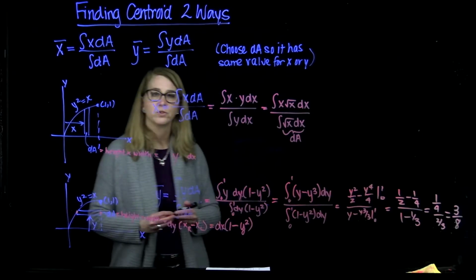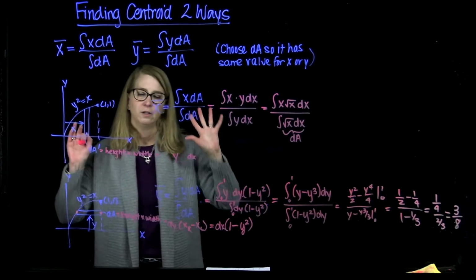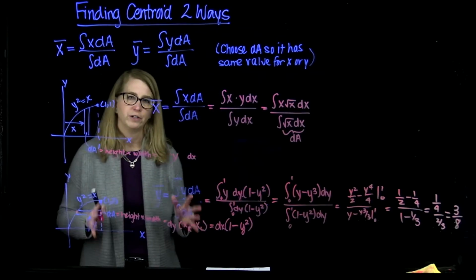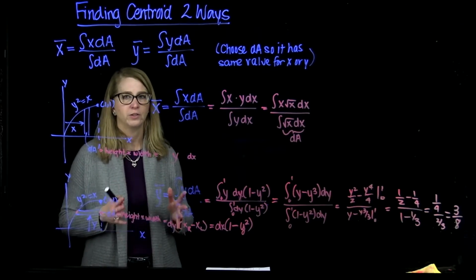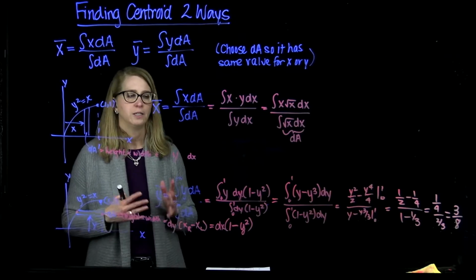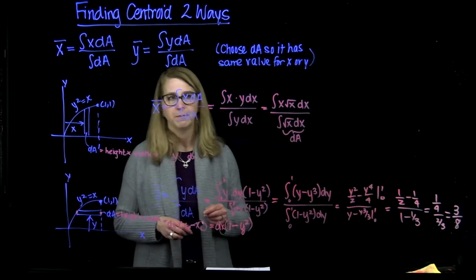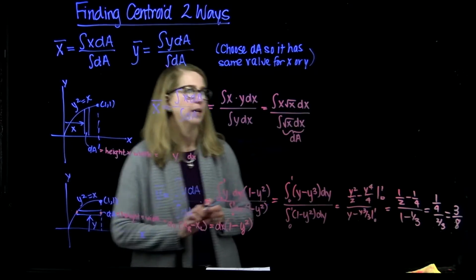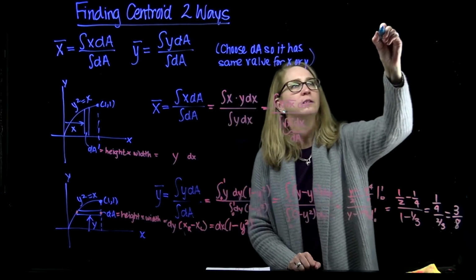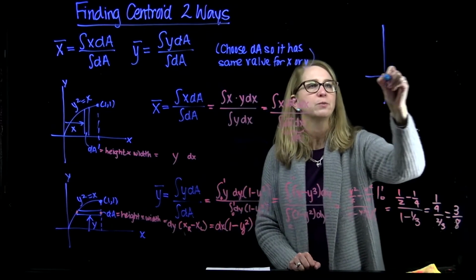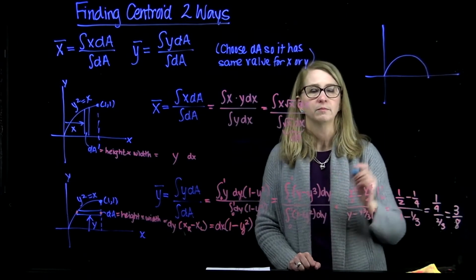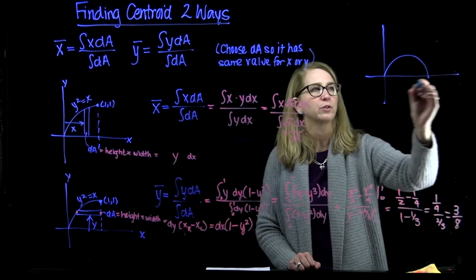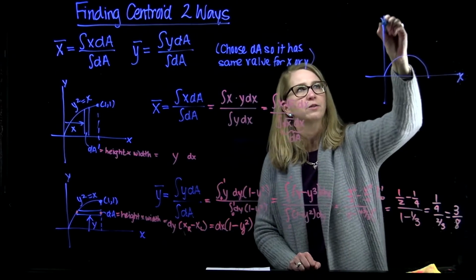All right, so this is a really traditional, very straightforward way to find the centroid. Now, I want you to imagine that I have a situation where this is my graph, some sort of circle. This is the x-axis, this is the y.